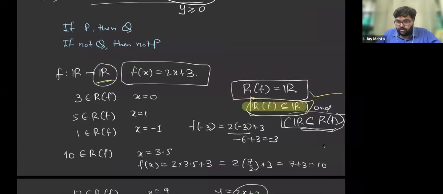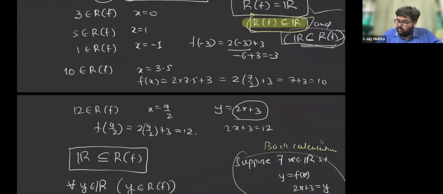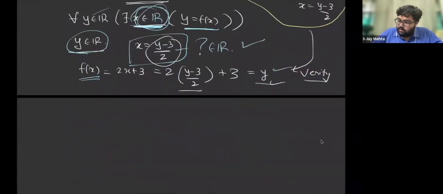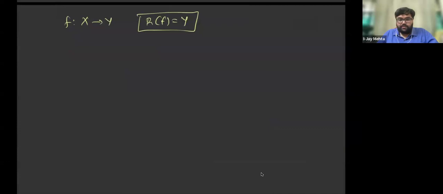So if a function is there, right? I am given a function f from X to Y and range of f equals Y. What is this function called? You know the name of function? Range of f equals Y.